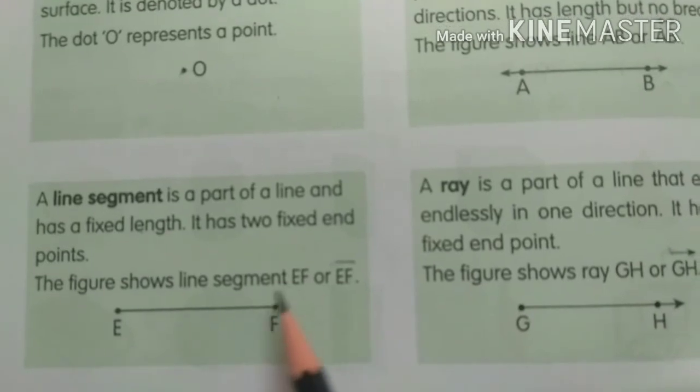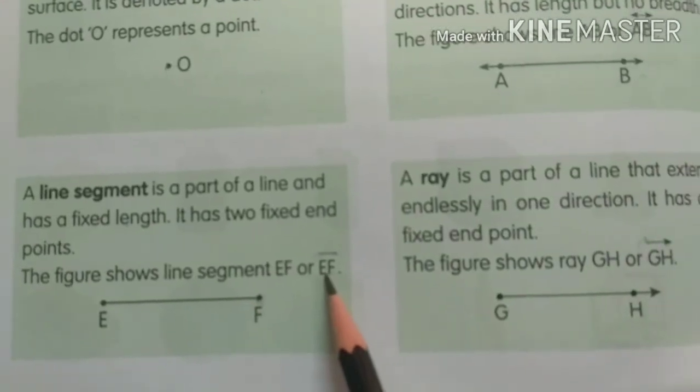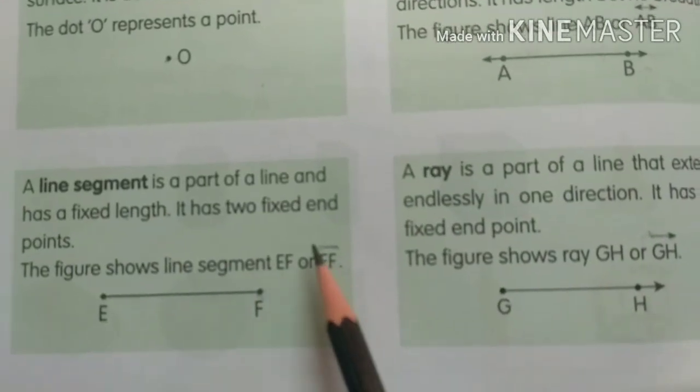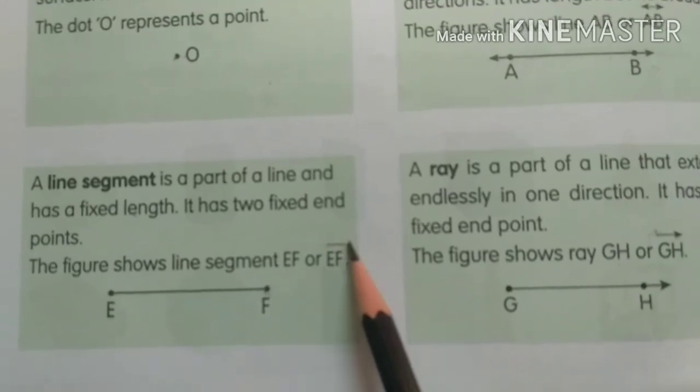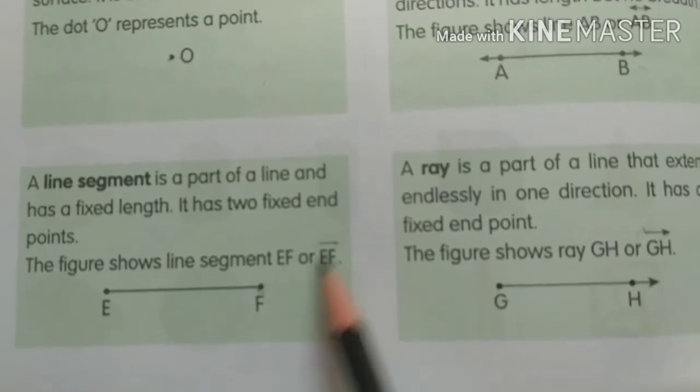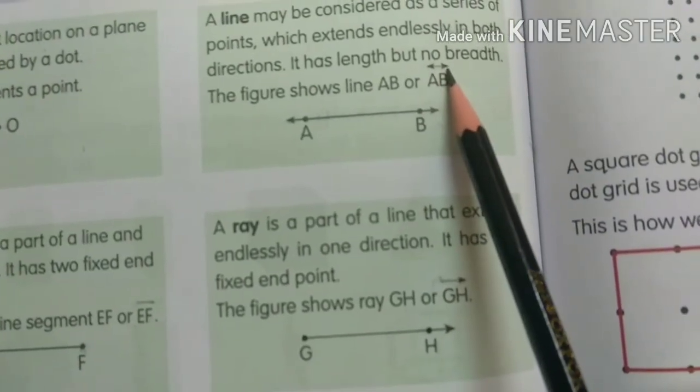This one is also the short form of line segment EF. This means both directions have end points. This is the short form of line AB. That means these arrows mean both directions have no end points.